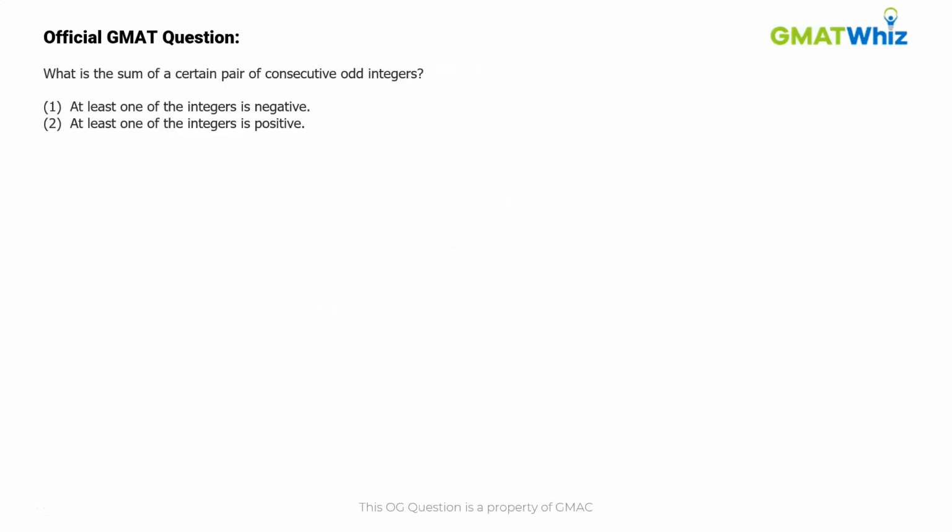In this question we are asked what is the sum of a certain pair of consecutive odd integers. So we have to find integers which are odd and they have to be consecutive. Now since there's not much that we can infer from the question, we move on to step 2.